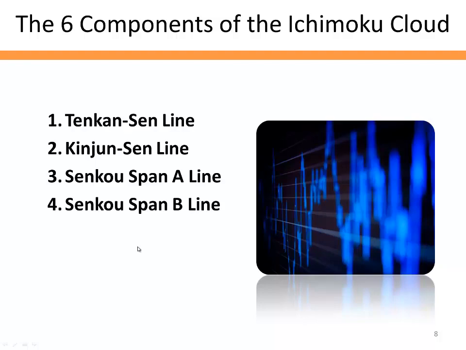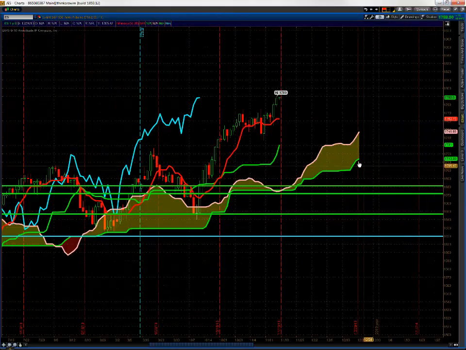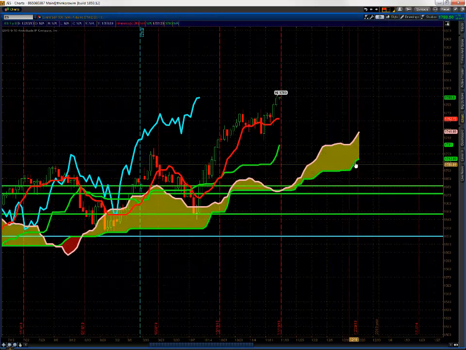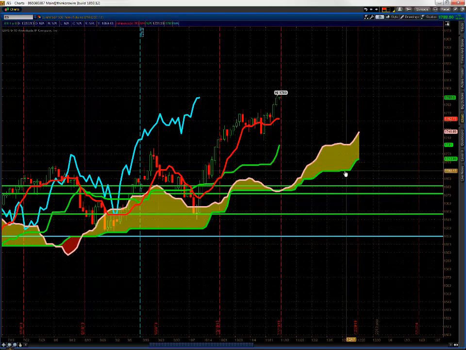Senkou Span B, okay? So this green line is the high and low over the last 52 periods, divided by 2. So this green line is an exact 50% retracement.